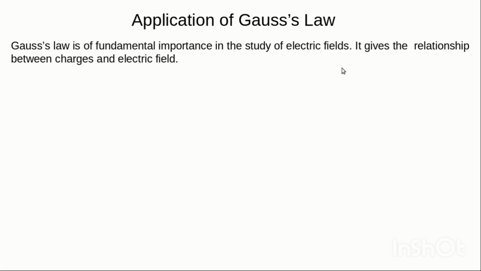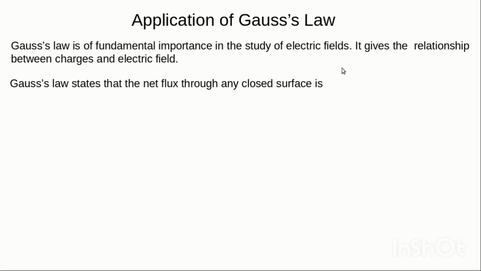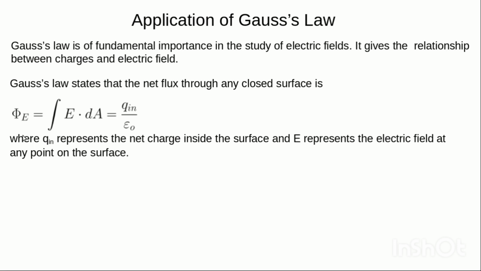Okay? So we have Gauss's law, which states that the net flux through any closed surface is given by this expression, where our electric flux is equal to the electric field dot the change in area, equal to the charge enclosed by that Gaussian surface all over the permittivity. So we can give more details, where Q in represents the net charge inside the surface. E represents the electric field at any point on the surface.